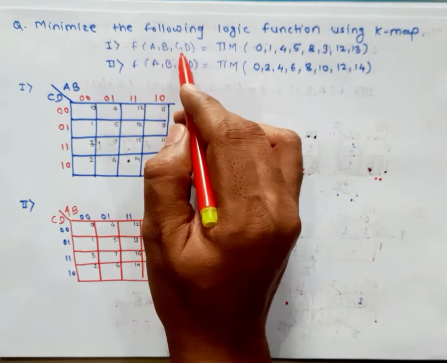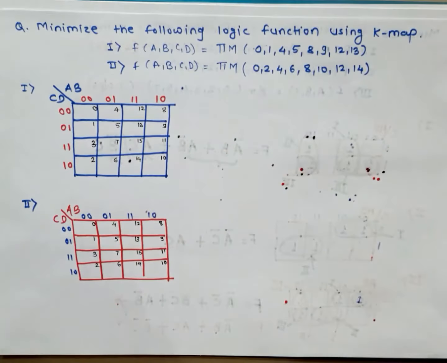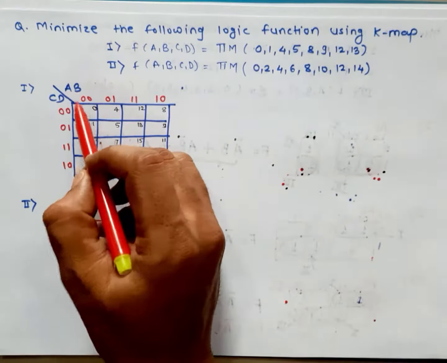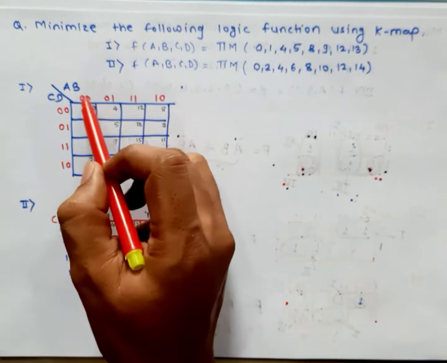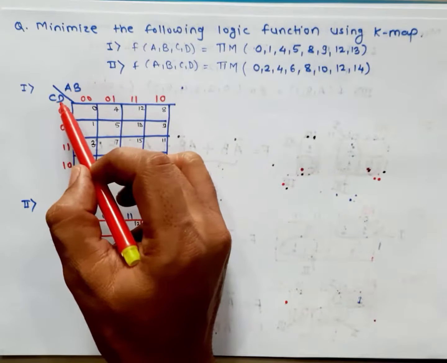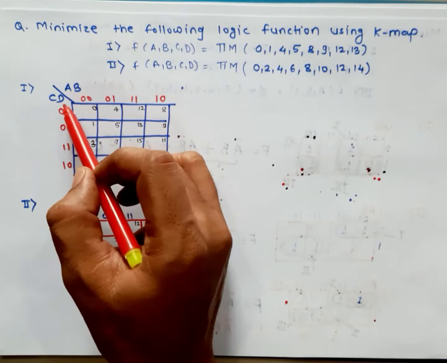Identify the number of variables. In this case total number of variables are 4. So we require the 4 variable K map, where in 4 variable K map total number of cells are 16. So I have considered this 4 variable K map with 0 to 15 number of cells. A, B and C, D variables, I have fixed the positions of variables here.